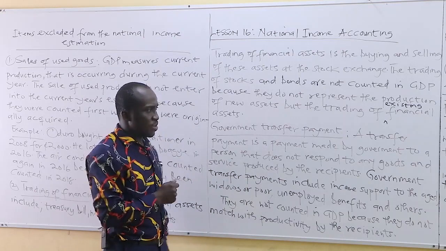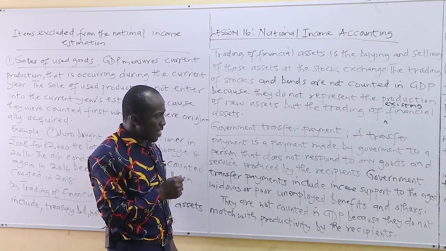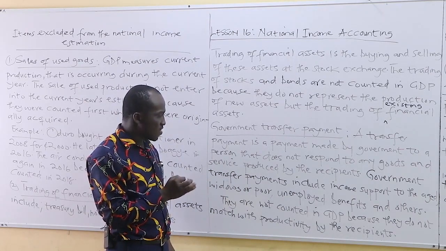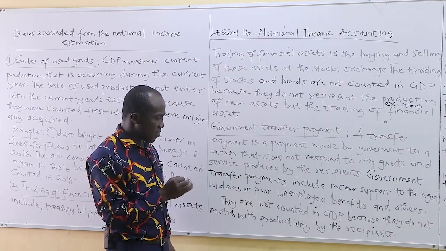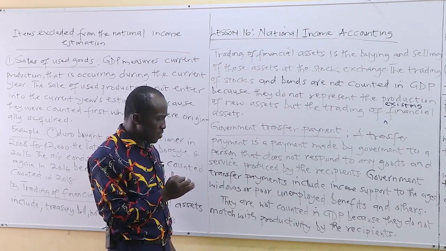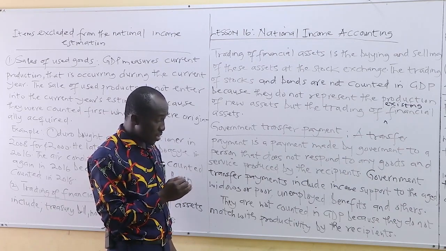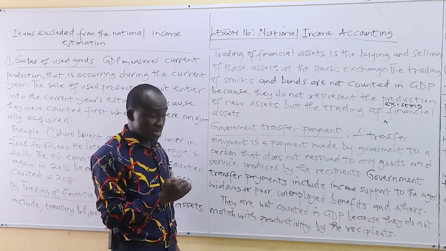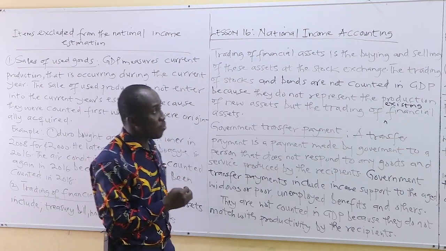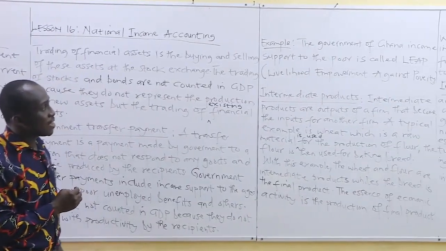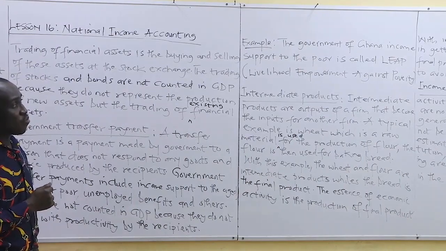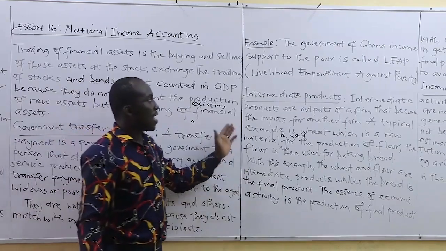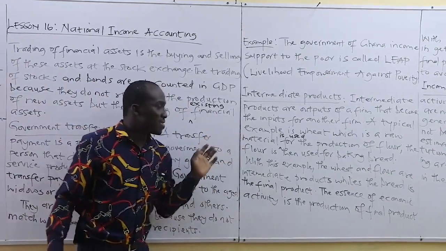Third, we have the government transfer payment. Government transfer payment is a payment made by government to a person that does not correspond to any goods or service provided by the recipient. Government transfer payments include income support to the aged, the widows, the poor, unemployment benefit, and others. They are not counted in the GDP because they do not match with the productivity of the recipient. An example in Ghana is the income support the government gives to the poor. We call it LEAP, Livelihood Empowerment Against Poverty. What is government transfer payment?